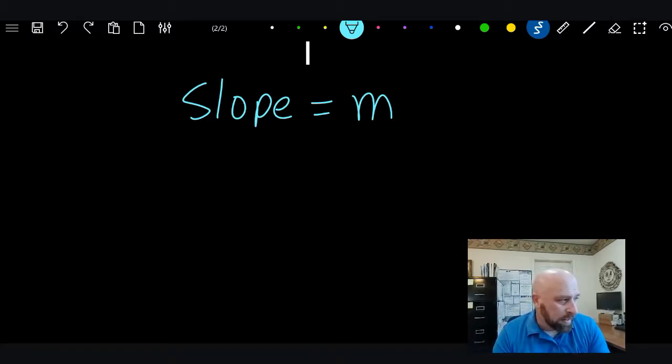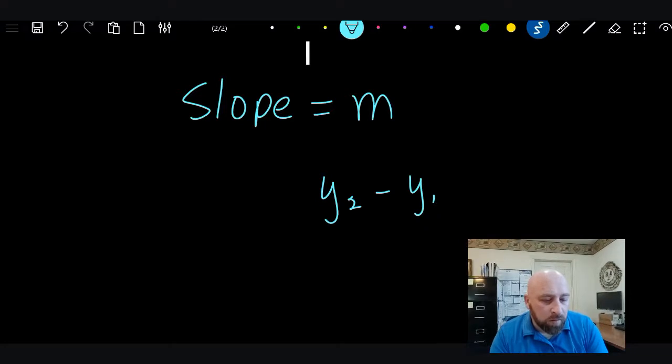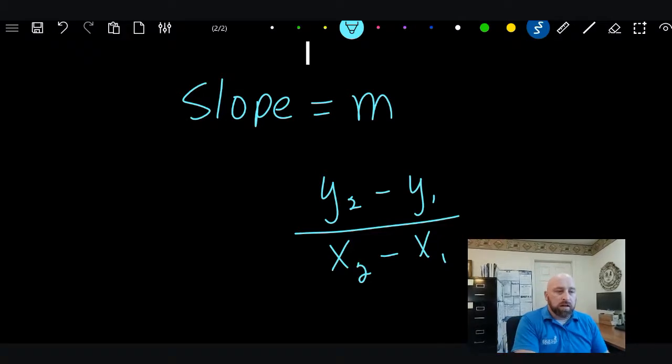If you look on page 102 in your book, you will see that the formula for slope of a line in a plane is y2 minus y1 over x2 minus x1. And you're going to see what this looks like in just seconds. Not really that bad of a formula. It's actually pretty easy. You just plug things in.